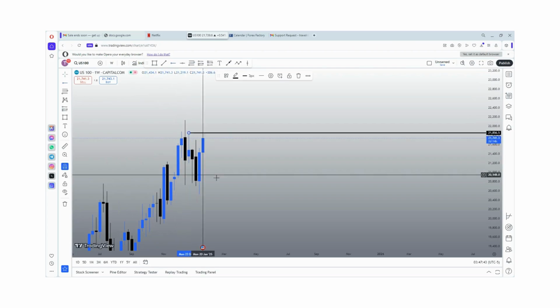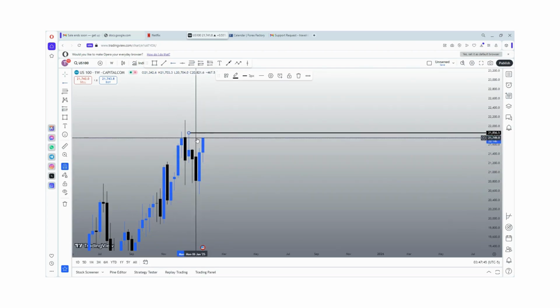Okay, so what are the draws on liquidity that I see here on the weekly? I can see this one here. This is closest to us, because they're taking liquidity above this high, so this is closest to us.